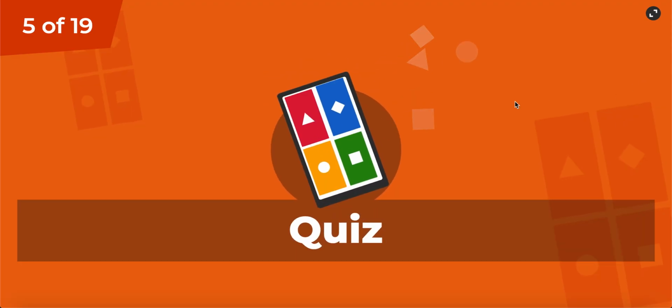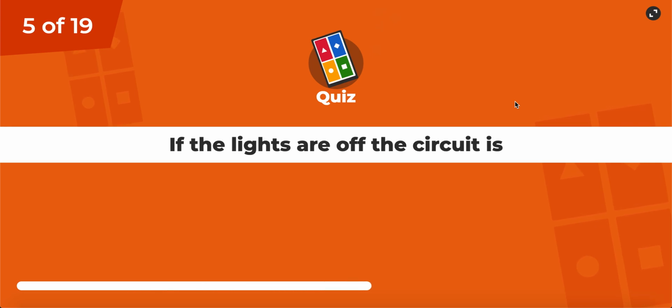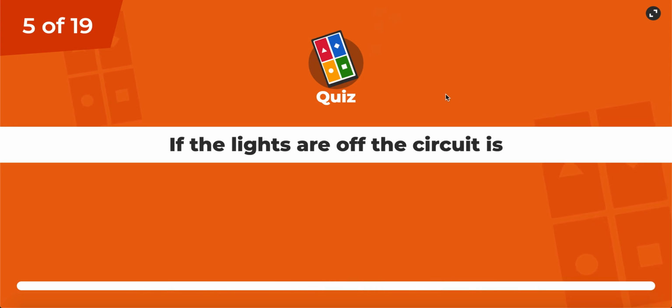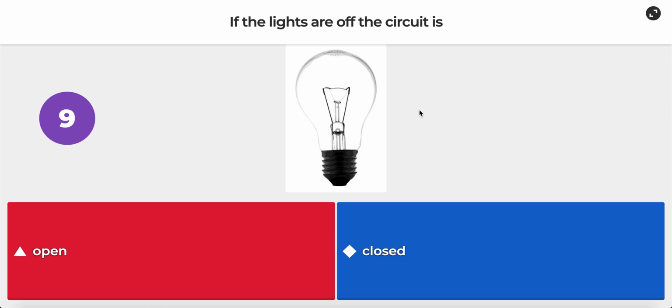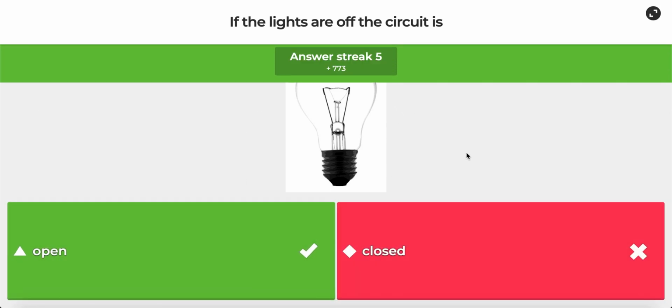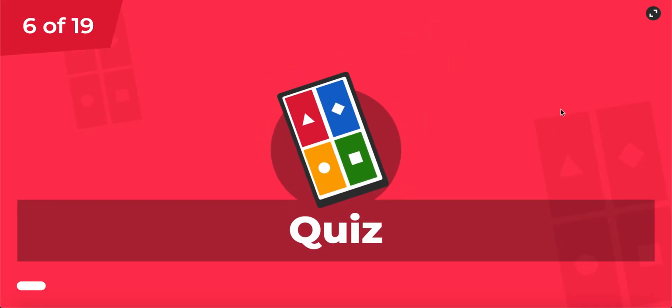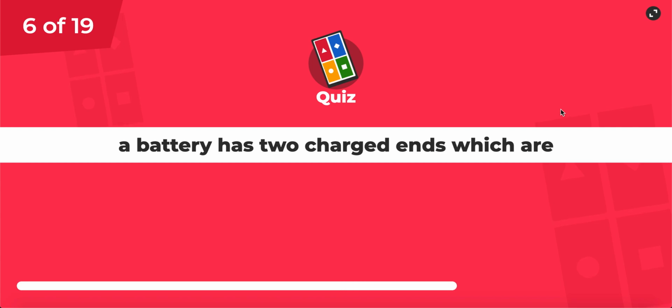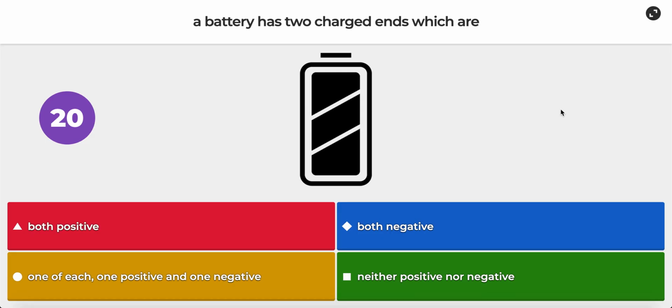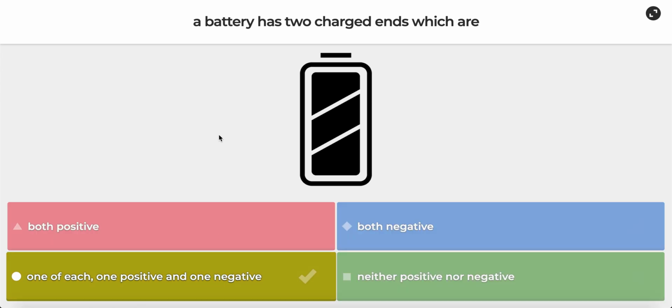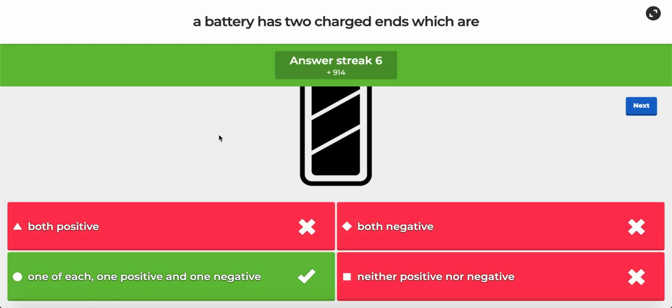All right. If the lights are off, the circuit is... so if a light is turned off, that means that there is no electricity flowing, meaning that circuit is open. All righty. A battery has two charged ends, which are one of each, positive and negative. You need electricity to flow from one end to the other, so you have to have positive and negative terminals.